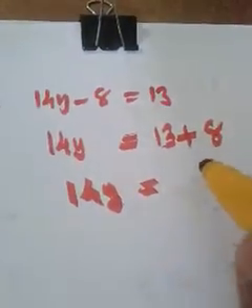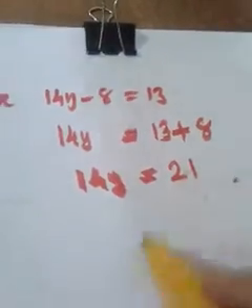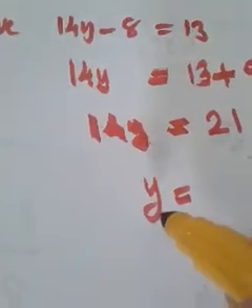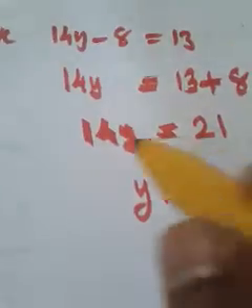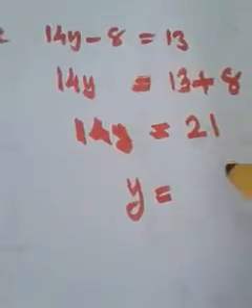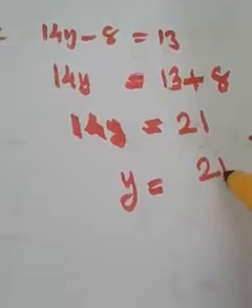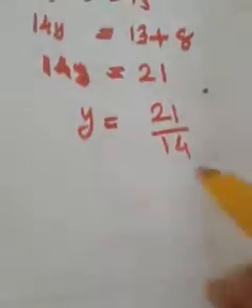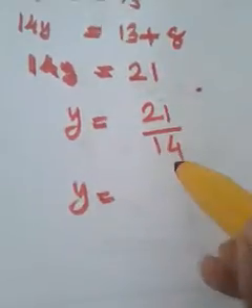What is 13 plus 8? It is nothing but 21. And then what is the value of y? Now you can maintain the y itself in the left side and take this 14 to the right side. Since 14 is multiplied with the y, when you take it to the right side, you have to write 21 first, then divide by 14. So we got the value of y as 21 divided by 14.